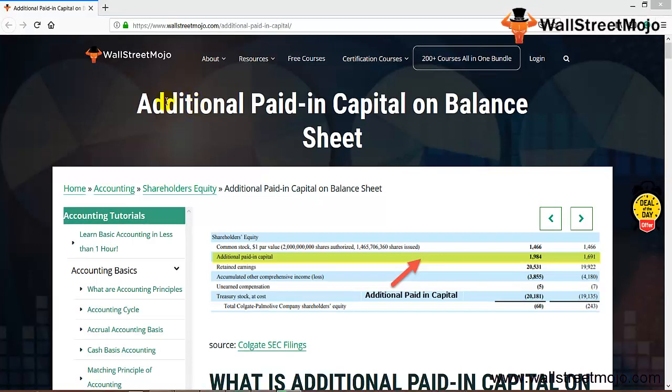Friends, today we are going to learn a concept which is additional paid-in capital on the balance sheet. What we have here is an extract from the balance sheet. As you can see, there's shareholders' equity under which you have common stock, then additional paid-in capital, retained earnings, and so on. But the most important thing we are here to understand is additional paid-in capital. Let's understand what exactly this is all about.